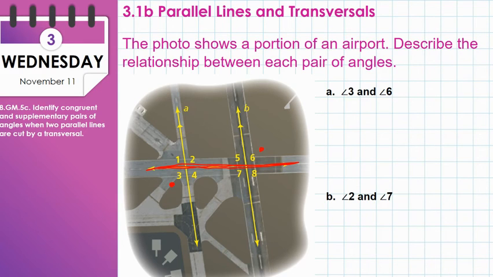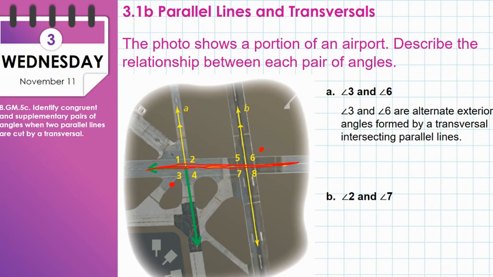Remember that alternate exterior angles, based on our definition, are congruent angles. Angle 3 and 6 are alternate exterior angles. So the relationship between them is that they are alternate exterior, and it means that they are congruent. Angle 3 would be congruent to angle 6. Another way to write this would be a squiggly line and the equal sign.